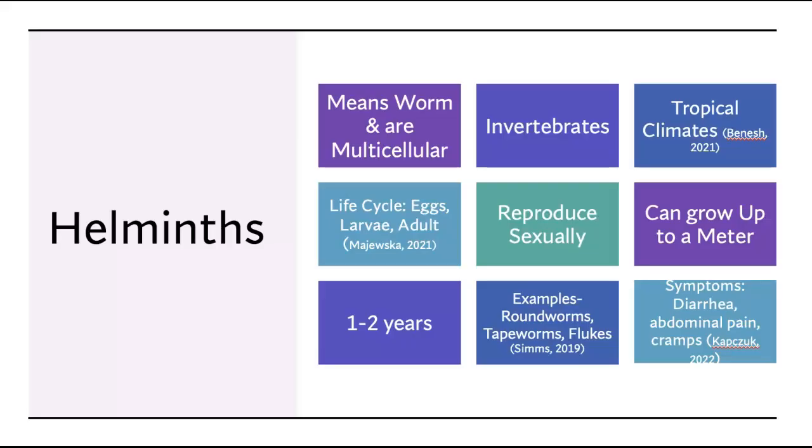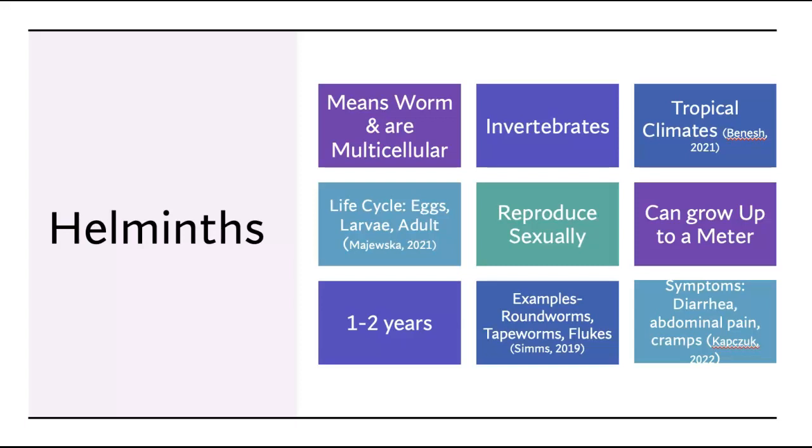Now we will discuss helminths. The word helminth means worm, and they are multicellular. And to no surprise, since they are worms, helminths are invertebrates, meaning that they have no backbone. Helminths are commonly found in tropical climates and environments where the sanitation isn't so great and it's humid. That's the type of environment that they thrive in.